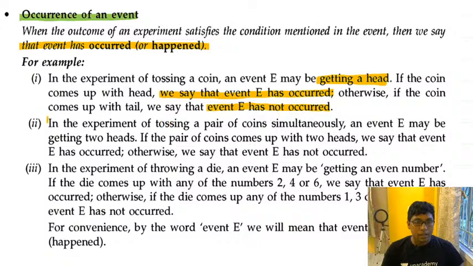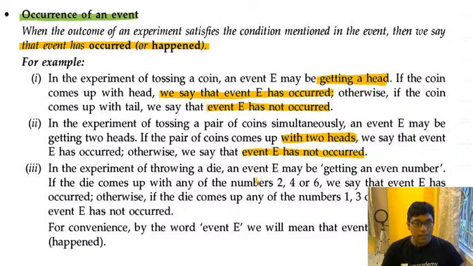Now, in an experiment of tossing a pair of coins simultaneously, an event E may be getting two heads. If the pair of coins comes up with two heads, we say that the event E has occurred, otherwise we say event E has not occurred.